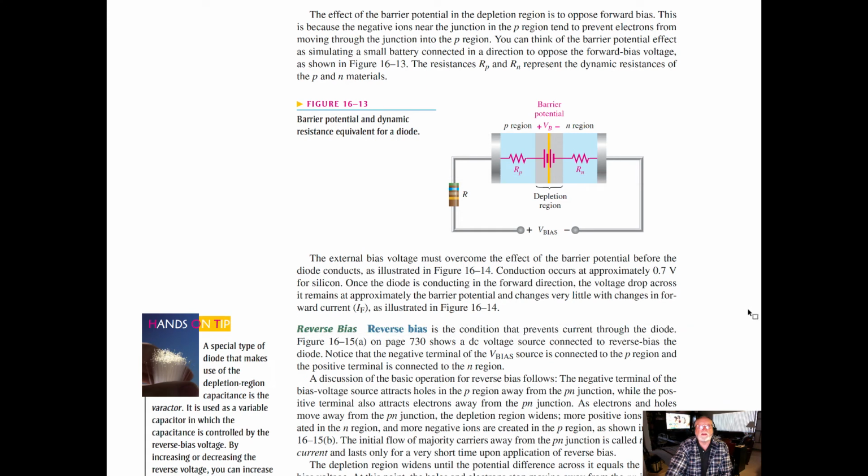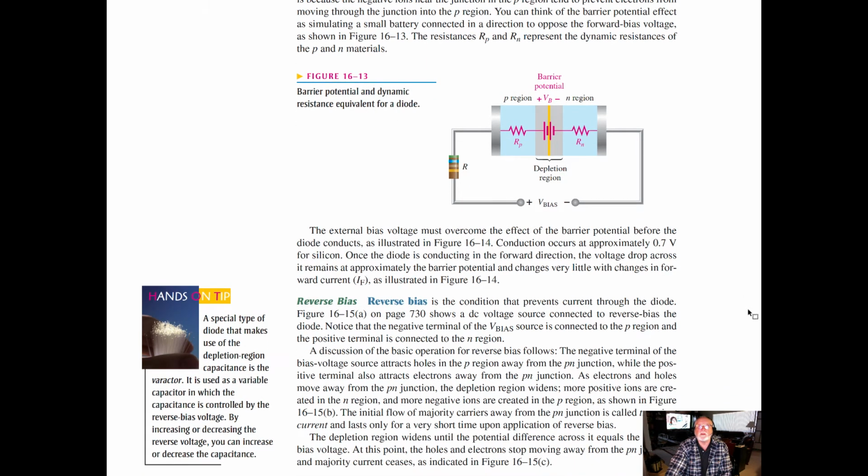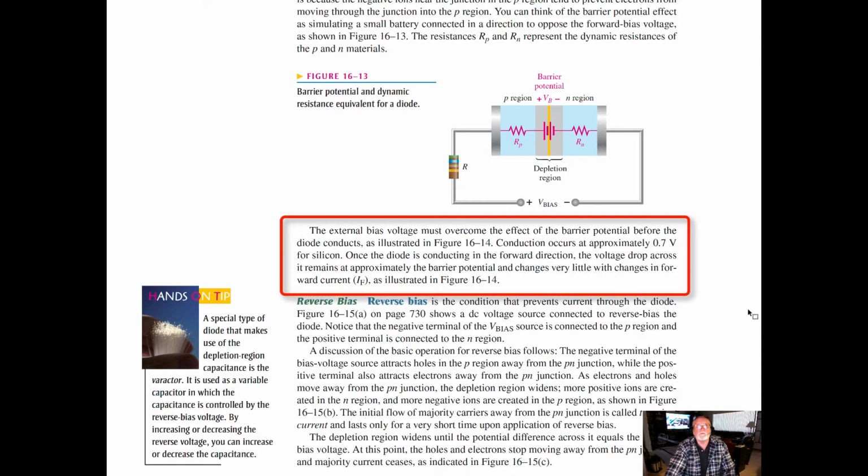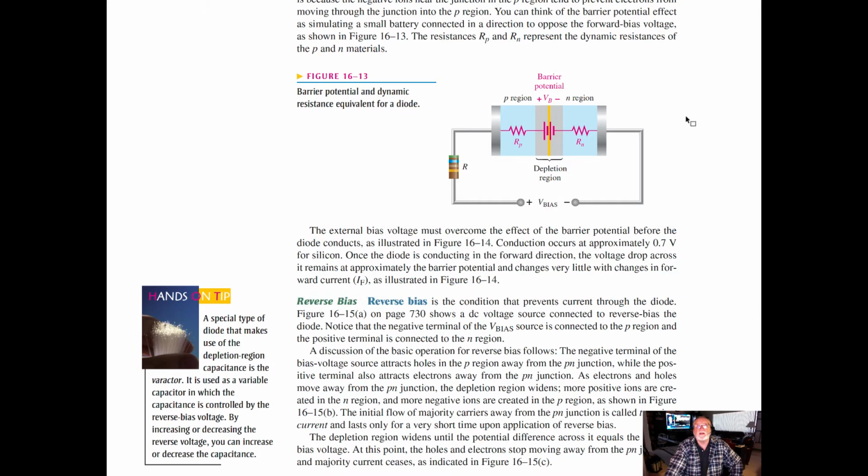The external bias voltage must overcome the effect of the barrier potential before the diode conducts. Conduction occurs at approximately 7/10 of a volt for silicon. Remember, it's 3/10 for germanium. Once the diode is conducting in the forward direction, the voltage across it remains at approximately the barrier potential and changes very little with changes in the forward current I sub F. Okay, so this just gives you an idea of what's going on, if you think of it in terms of a source and some resistances.